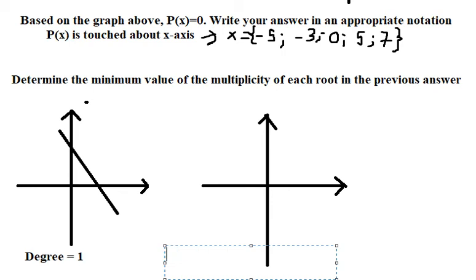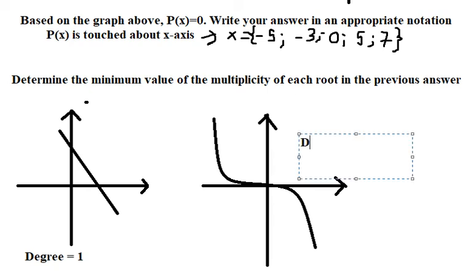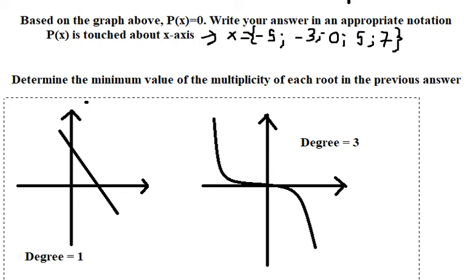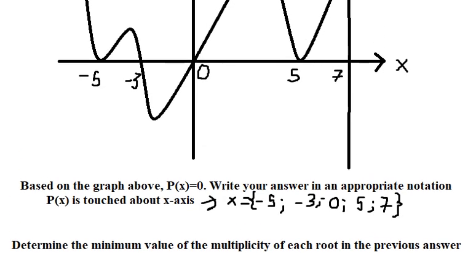Now, let's go to the next one. When the graph looks like this, or maybe like this, that is degree 3. So we just have only 1, 2, 3 in here. And now we go back to this one.